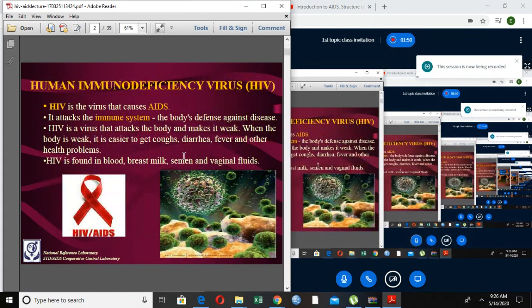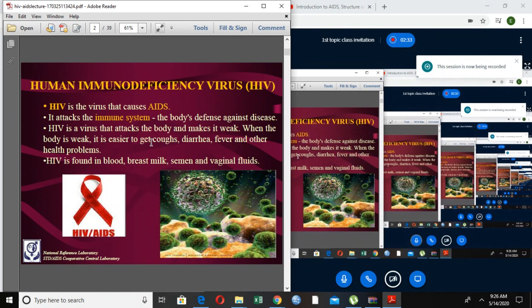So I'll start by defining HIV. HIV is a virus that causes AIDS. So AIDS is what is caused by HIV. This virus attacks the immune system, or the body defense mechanism against diseases. So the body normally has immune cells that prevent it from being attacked by disease-causing microorganisms such as viruses and bacteria. So this HIV virus normally attacks the immune system.